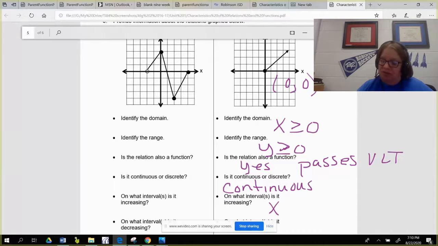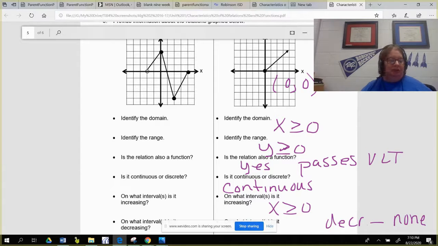On what interval is it increasing? It's increasing where x is greater than or equal to 0. The last question that's kind of hidden on the screen says, where is it decreasing? It's not. There's no interval in that graph that's decreasing.